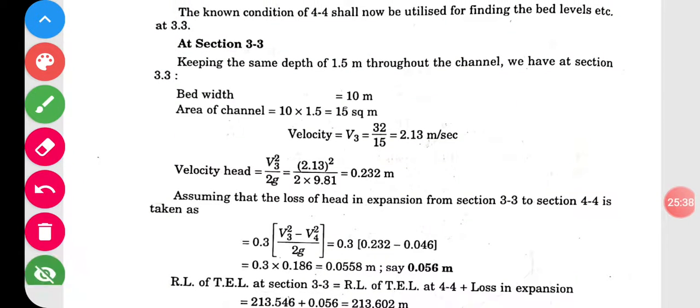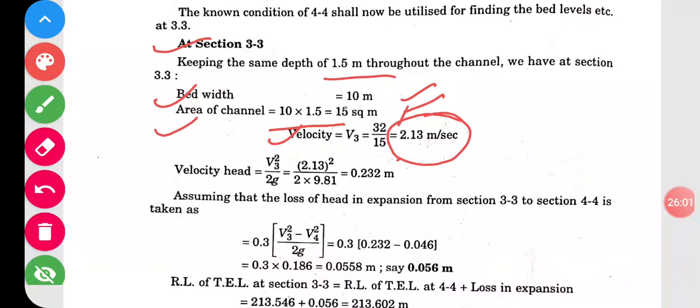Let us see section 3. Keeping the same depth of 1.5 meter throughout the channel, at section 3-3 the bed width is given as 10 meter, and the area of the channel is 10 into 1.5, that is 15 square meter. The velocity is again Q upon the cross-sectional area, which is 2.13 meter per second. Next, the velocity head is again V square upon 2g, the same formula, so you go on doing this routine work and you will get the velocity head.